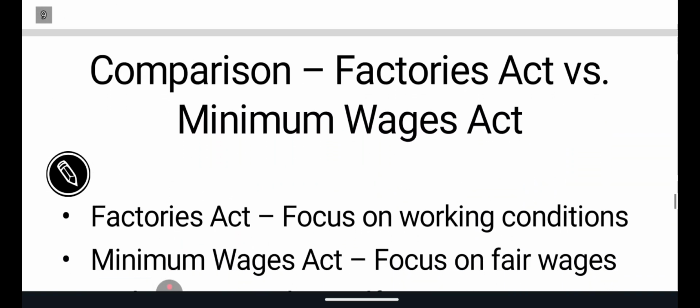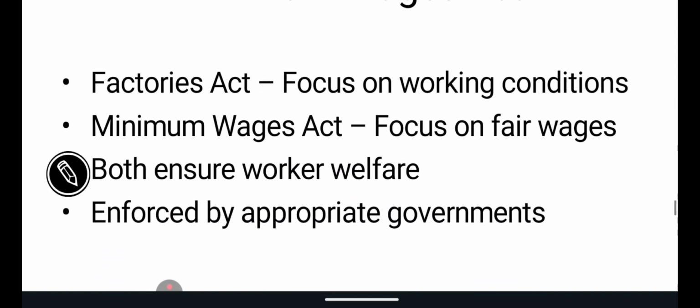All right. So next, comparison of the Factories Act versus the Minimum Wage Act. Now we need to compare both. Factory Acts relate with factories. Wage Acts relate with only wages. So the Wage Act talks only about the wages that have to be paid to individual workers, and the Factory Act talks about the factory overall. All right. So we need to understand that.